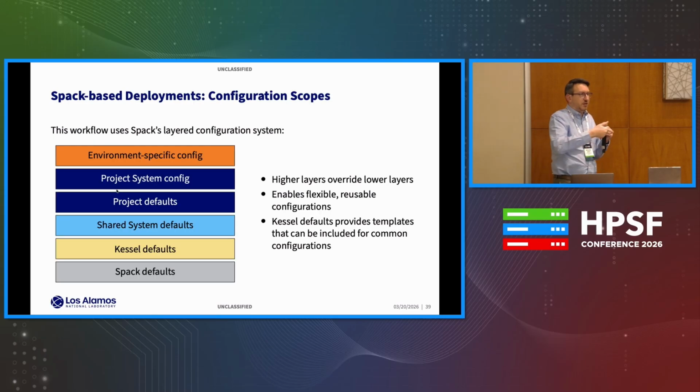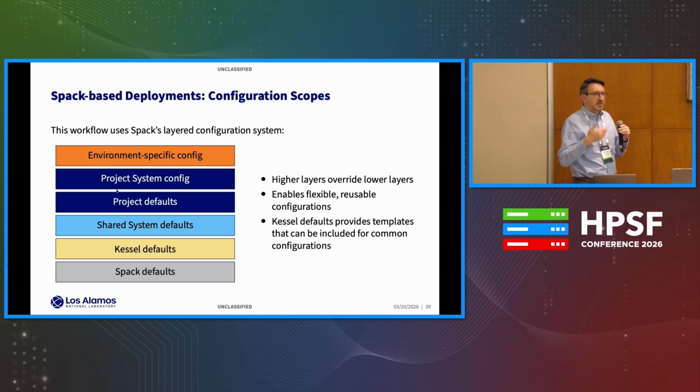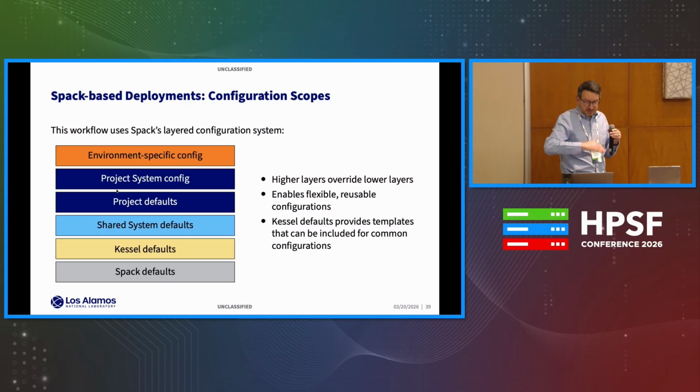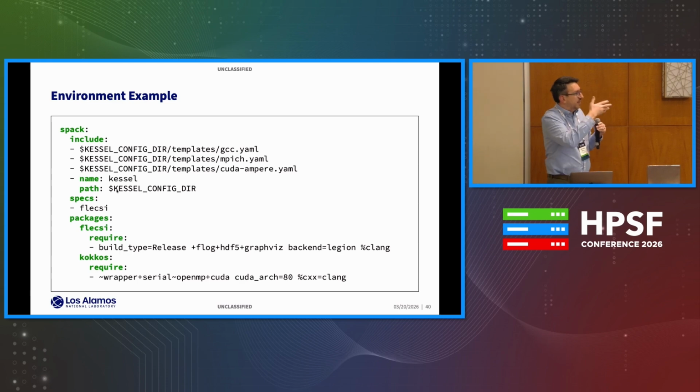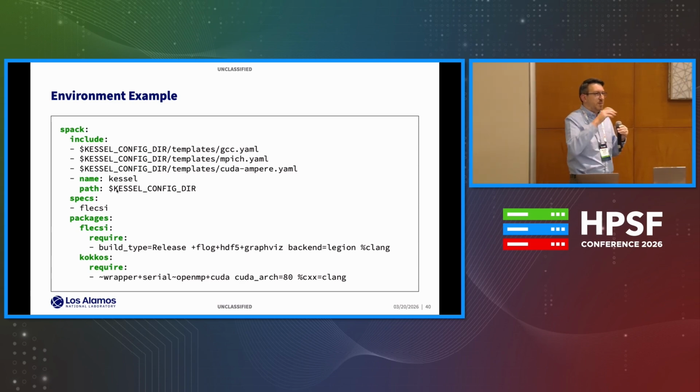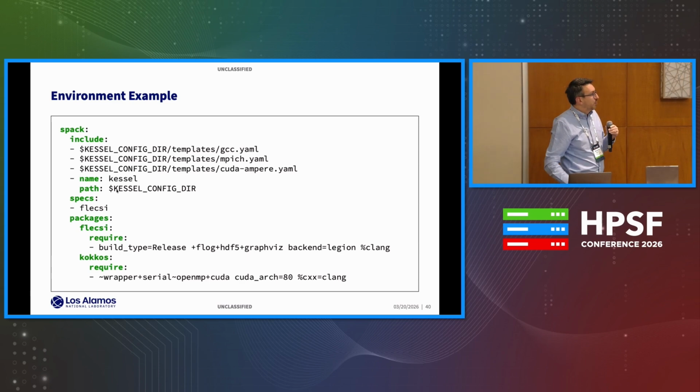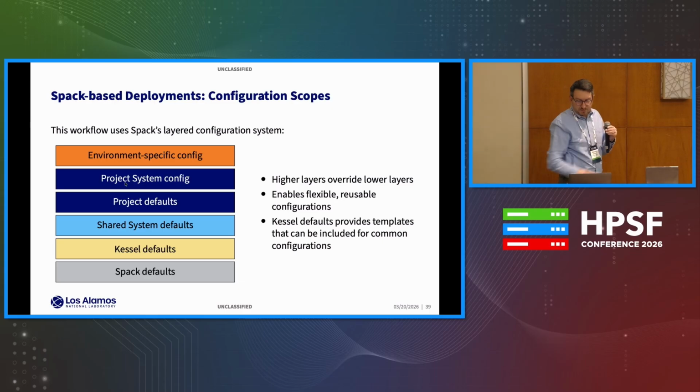Now, I make use of this layered configuration system that SPAC allows me to do. I have these SPAC defaults, Kessel defaults, and then the shared system defaults, on top of which I have project and system-specific project settings, and then the final environment definitions which say, is it a release build, debug build, and so on. So a final environment might look like this. I include some common parts using templates. And the important part here is this final line, which includes the Kessel config scope, which makes this happen.